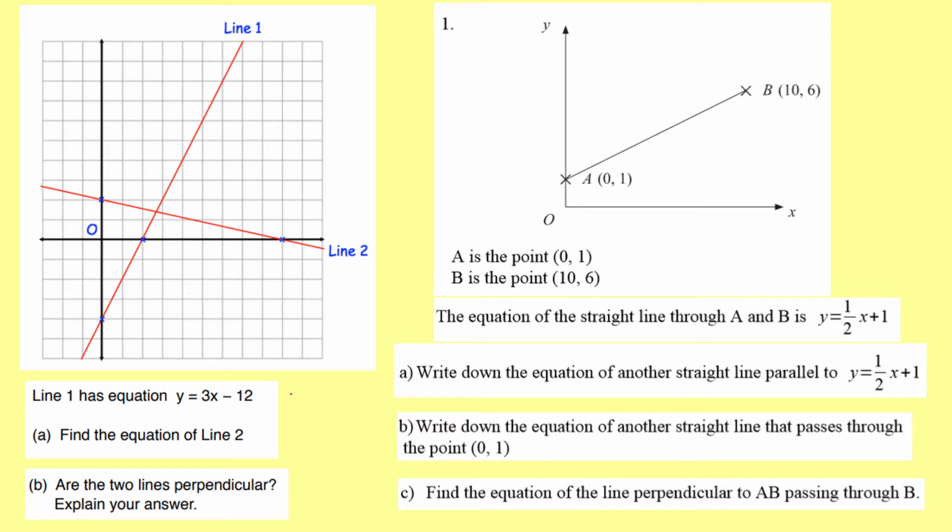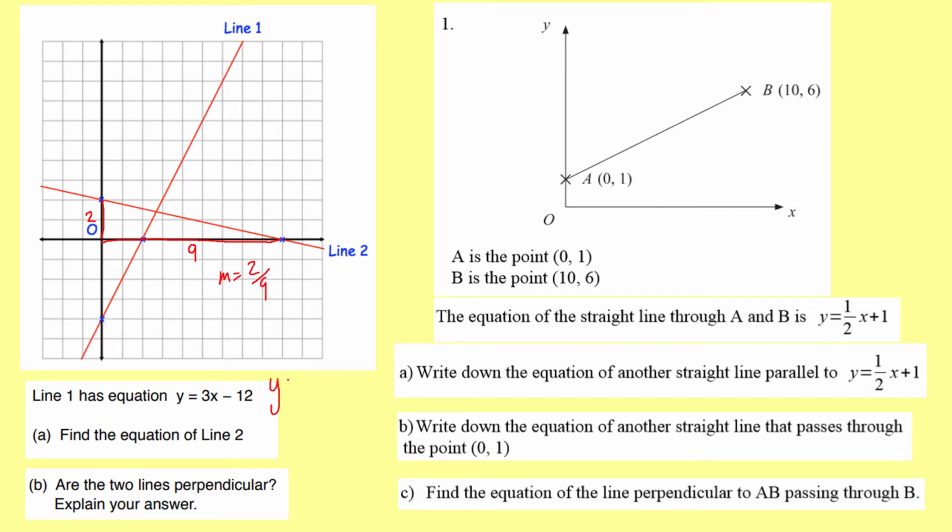Right, let's see. Line 1 has equation y equals 3x minus 12. Find the equation of line 2. So let's try to find the gradient. We have to use these two lines here. The height of the rise is 2. The run is 9. So that m equals 2 over 9.